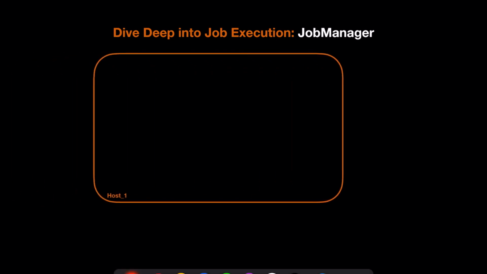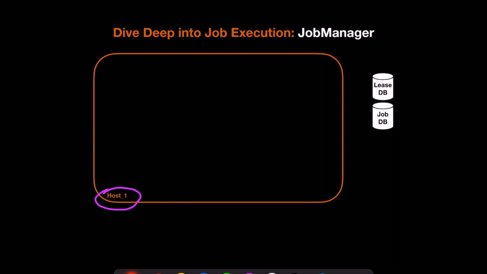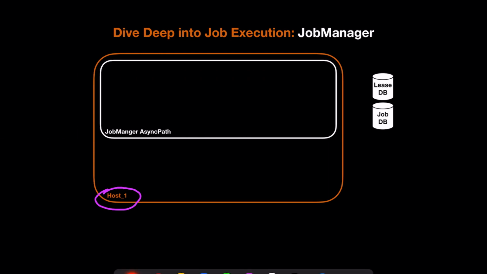Now we will dive into the async path. Say for example, we have a host here. We are taking host 1 as an example, and we also have the lease DB and job DB. We have lease information in the lease database and job information in the job database, which are saved from the sync path of the job manager. In the async path, we have a scheduled workflow which runs on the host at a fixed interval and loads the leases into memory.